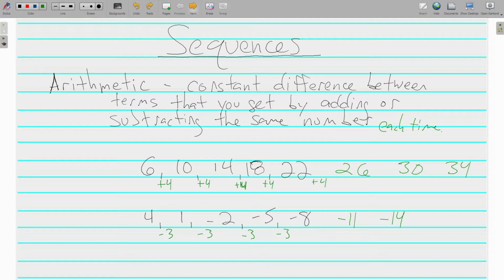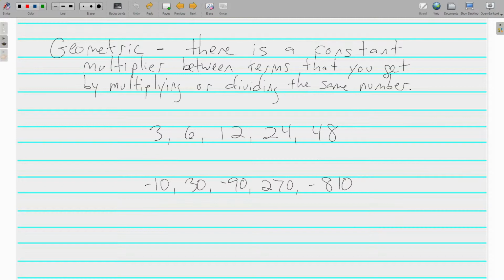The other kind of sequence that we're talking about today is a geometric sequence. There's a constant multiplier between the terms that you get by multiplying or dividing the same number. Obviously we've got a plus 3, a plus 6, a plus 12, and there is a pattern there, but it's not the same each time. What we're looking for is what is the same thing that's happening every time we move on to the next number: multiplying or dividing.